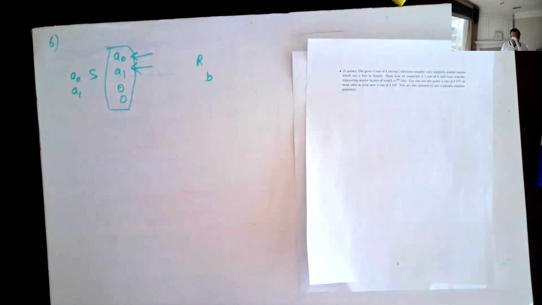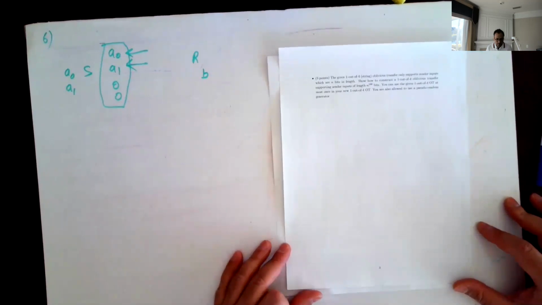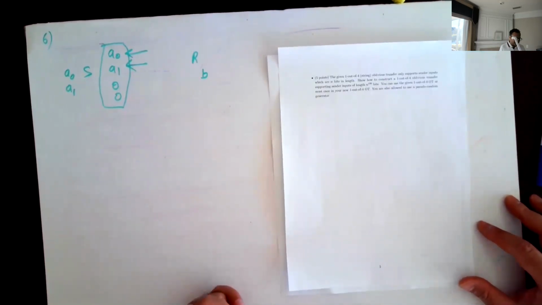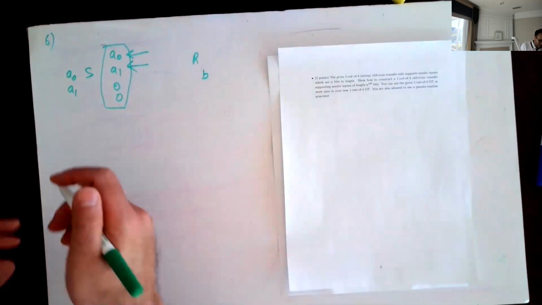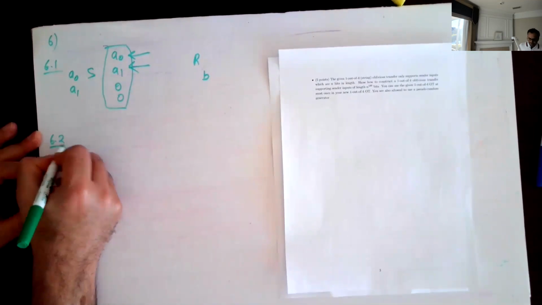And next, you are given a 1 out of 4 string oblivious transfer, which supports sender inputs of n bits. You have to build another protocol which supports sender inputs of much larger length. And how do you do that? This is 6.1, 6.2.